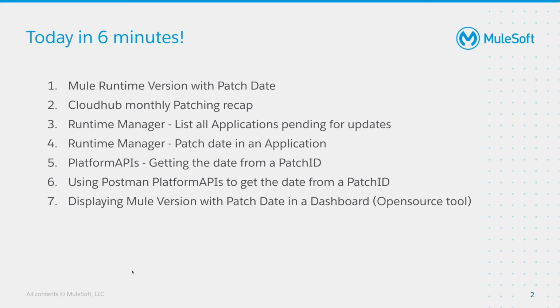Today in 6 minutes, we're going to see the Mule runtime version with PatchDate, a CloudHub monthly patching recap for the process, Runtime Manager listing all applications pending updates, also for a specific application, then Platform APIs, getting the date from a PatchID, using Postman Platform APIs to get the date from a PatchID, and finally, most important, displaying the Mule versions with PatchDate in a spreadsheet dashboard, the open source tool.